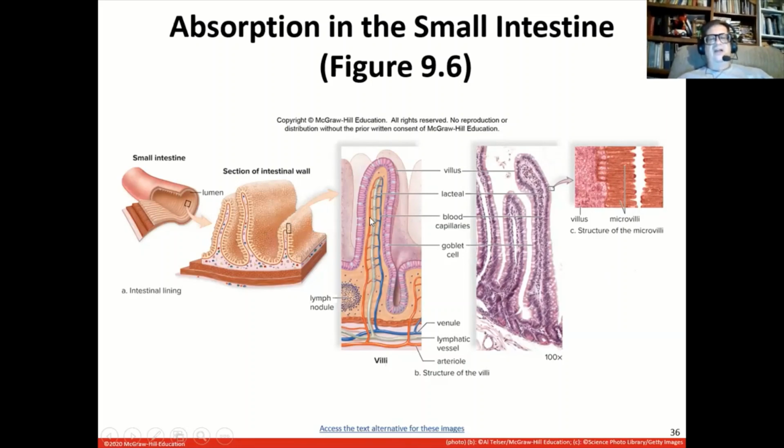Inside of the villi, you have the blood capillaries, the lacteals, which are lymph capillaries that often carry fat. On the outside here, these cells that line the intestine, line the lumen, include goblet cells. Those are mucus makers. They help lubricate the passage of food through the intestine by making mucus.